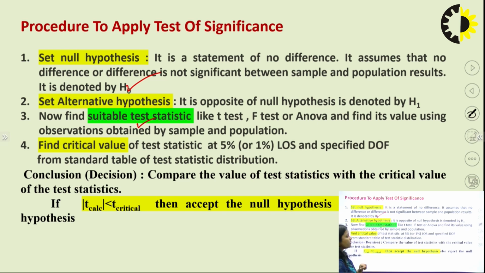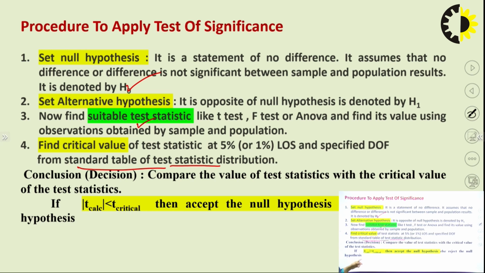Next, we will find the critical value of the test statistic we choose, like for t-test or f-test or ANOVA. We find this value at 5% level of significance and some specified degree of freedom. We can find this critical value from the standard table of the particular test statistic. For example, we have a standard table for t-test, for f-test also and for ANOVA also. So we can find the critical value from the standard table.